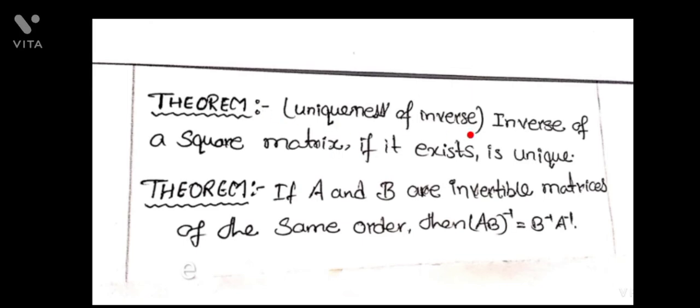The next theorem says that if A and B are invertible matrices of the same order, then (AB) whole inverse is equal to B inverse A inverse. As in the transpose problem, (AB) whole transpose is equal to B transpose into A transpose, that applies here also. (AB) to the power minus 1 is equal to B inverse A inverse. Remember, this is a very important point and it comes in MCQs, so we must remember it.